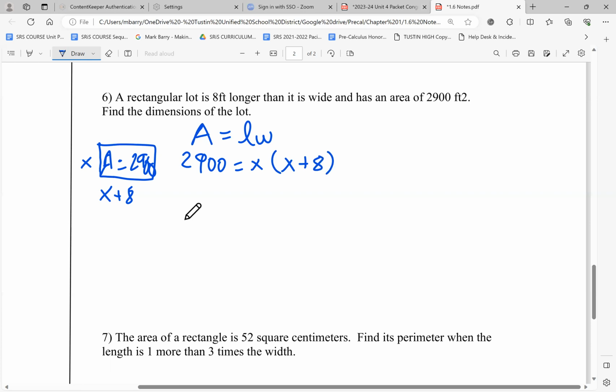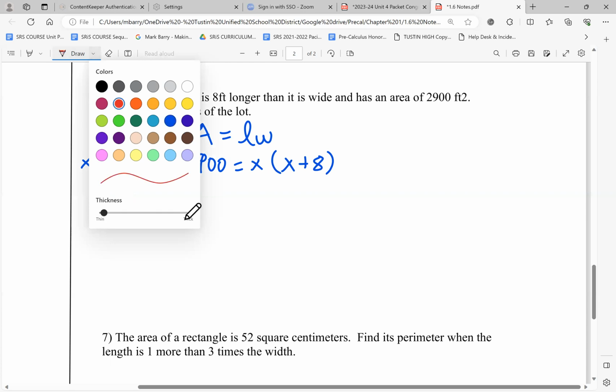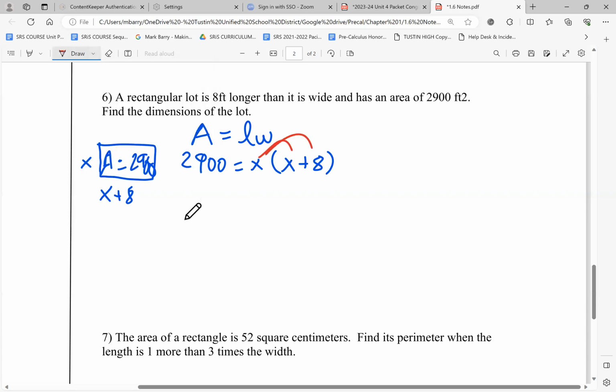Okay, so now we need to solve this. I'm going to go ahead and distribute the x into the parentheses, so that'll become x squared plus 8x. Now this is a quadratic, so we should get one side to 0. I'm going to subtract the 2,900 over to this side. Plus 8x minus 2,900. Okay, and now we just need to factor.